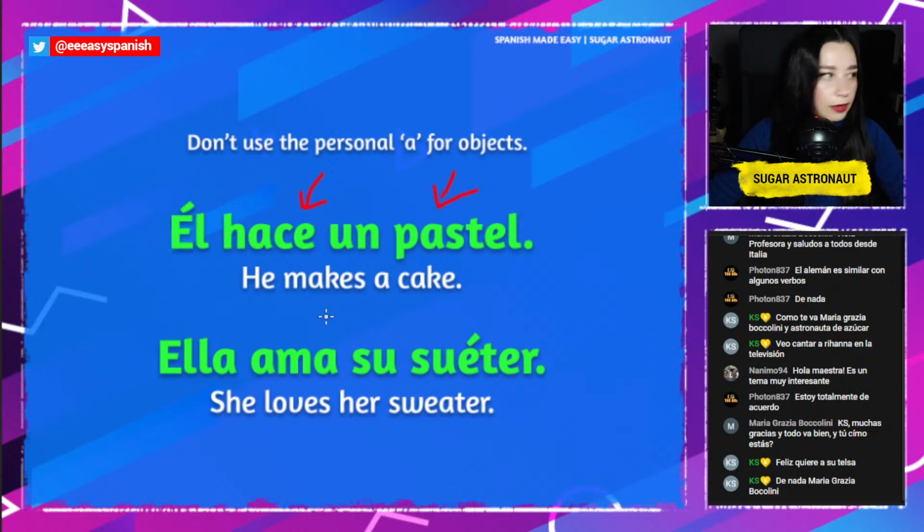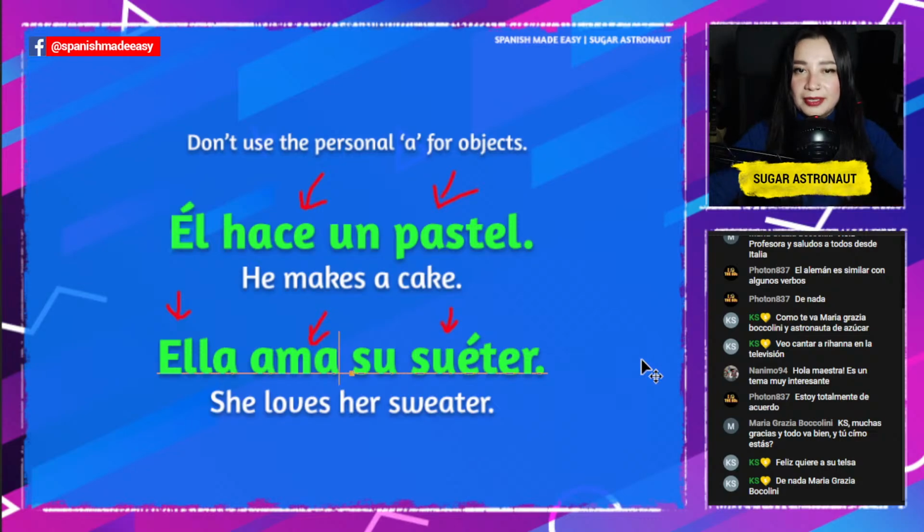So we can see the verb right here, amar, or ama, conjugated, of course, and the direct object, suéter, okay? Because the sweater is being loved by ella. So she loves her sweater. We don't need a. Ella ama a su suéter could sound correct, but it's not necessary. You don't need a right there, because when you use the verb amar, it is very common to say amar a and then someone, right? Ella ama a Miguel. Ella ama a su perro. Ella ama a su suéter could sound correct, but just to not confuse you, don't use it.